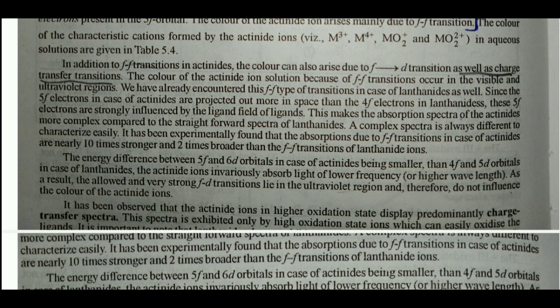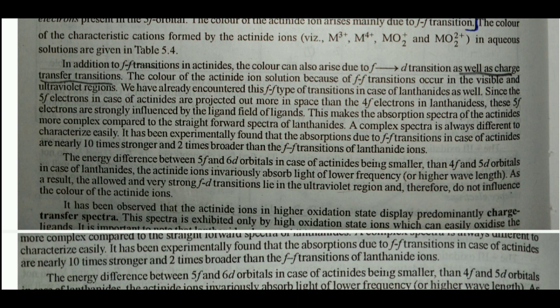We have already encountered this f-f type of transition in the case of lanthanides as well. Since the 5f electrons in actinides are projected out more in space than the 4f electrons in lanthanides, these 5f electrons are strongly influenced by the ligand field of ligands. This makes the absorption spectra of the actinides more complex compared to the straightforward spectra of lanthanides. A complex spectrum is always difficult to characterize easily.